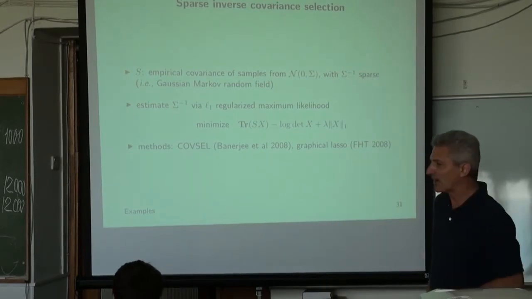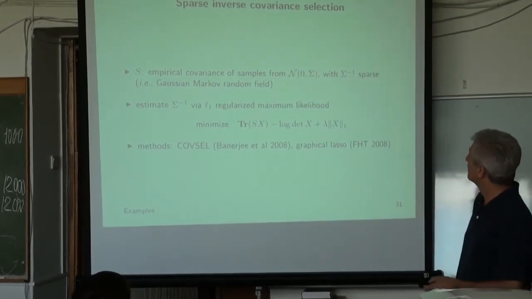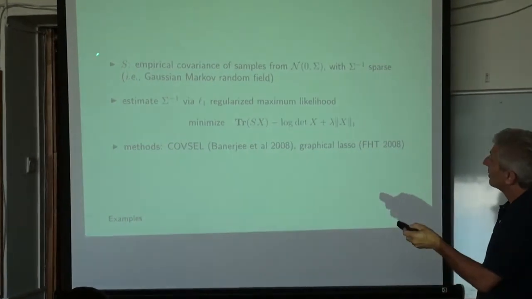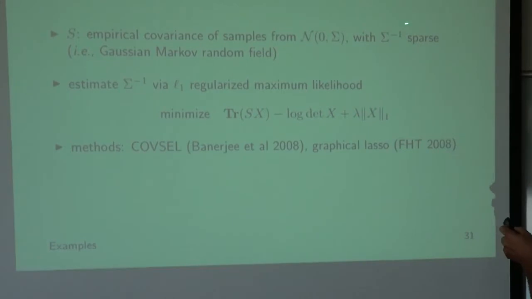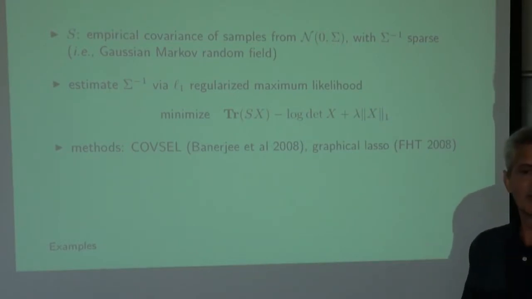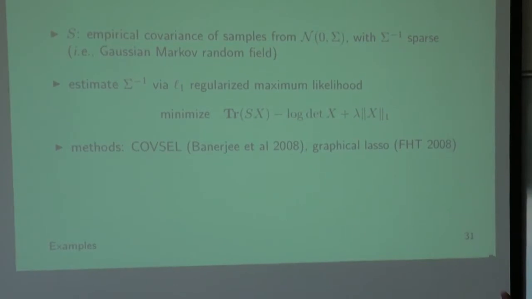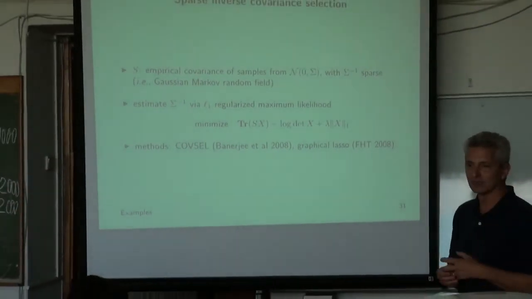Let's do another one that's a little bit more modern. Again, it's just a few things. I have an empirical covariance of some samples from some Gaussian, and sigma inverse is sparse, right? And that means it's a Gauss-Markov random field, because the zeros in sigma inverse correspond to conditional independence, given the other variables, right? So your job is this: given samples of something, you want to discover the structure of a Bayes network, I guess, a Gauss-Markov random field, right?